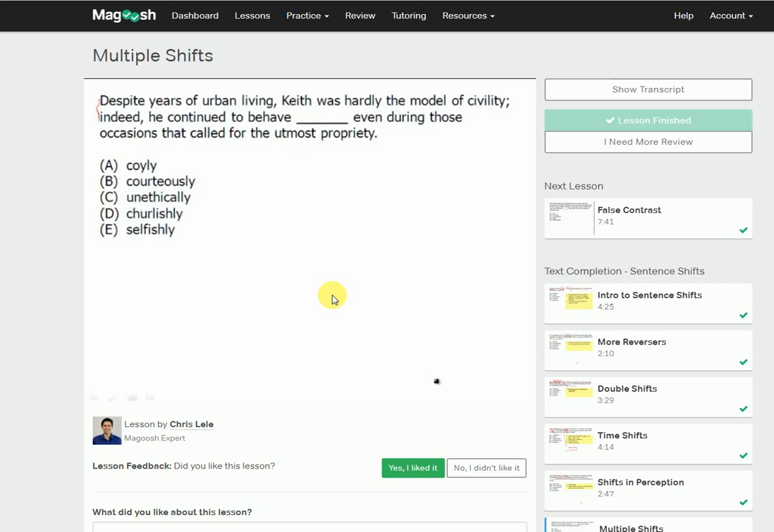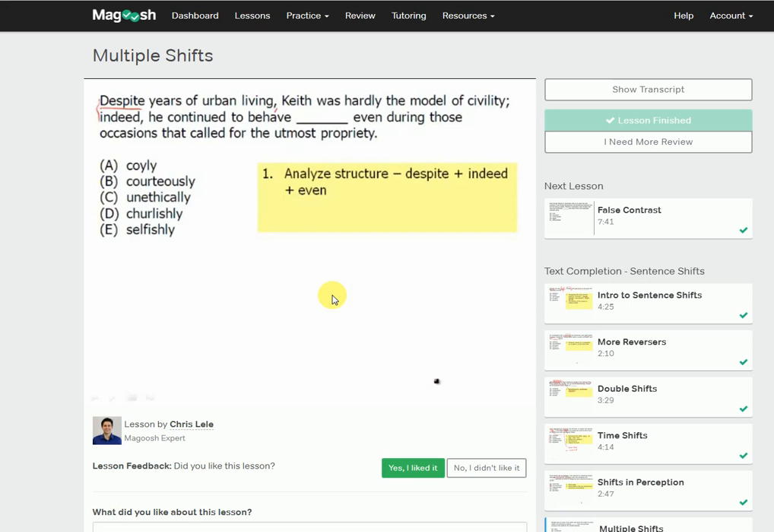Despite years of urban living, Keith was hardly the model of civility. Indeed, he continued to behave blank even during those occasions that called for the utmost propriety. So what do you notice here? Well, we see here in the structure that there's a despite. Okay, so there's a contrast.